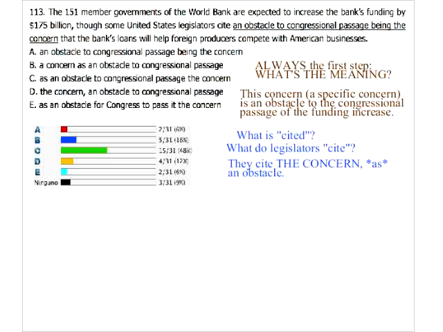So that's significant too. Because if you look at a couple of these other choices here, if you take a look at choice A, they cite an obstacle that's not really the point. They cite the concern is what it should say. So we don't like that.